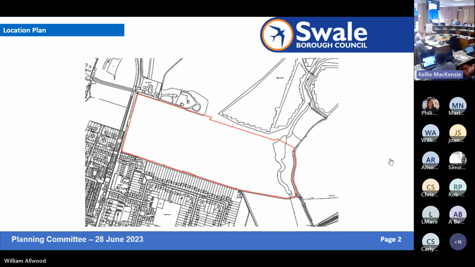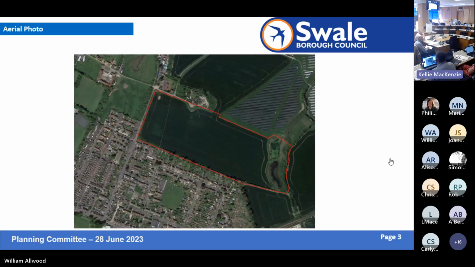This is the site, edged red. This is an aerial photograph of the site. So you can see existing housing to the south and to the west, and the recent solar farm is to the north of the site.